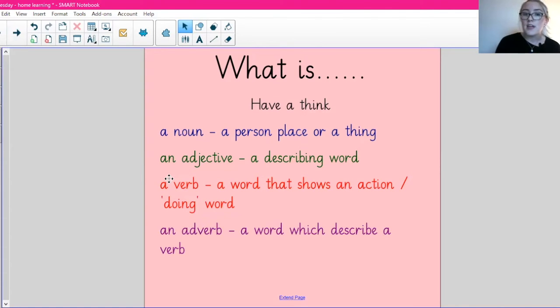A verb is a word that shows an action or doing word. So walking, jumping, skate, ride, talk, they're all action, they're all doing words. That would be a verb. And an adverb is a word which describes a verb. So it gives us a bit of information on how the action is being done. So for example, quickly or slowly, quietly, neatly. Usually adverbs end in ly as well. So that's a common suffix that our adverbs would end in.